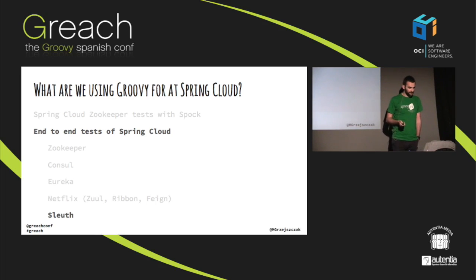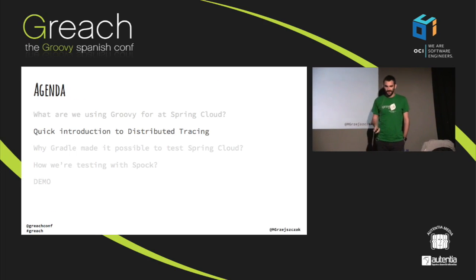Okay, so let's start with the first one. What are we using Groovy for at Spring Cloud? Okay, so there's one project from what I know, called Spring Cloud Zookeeper, for integration with the service discovery called Zookeeper. So over there, I've written Spock tests. So I think this is the only project where we don't have any or very little JUnit tests. But other than that, we are doing end-to-end tests of Spring Cloud.